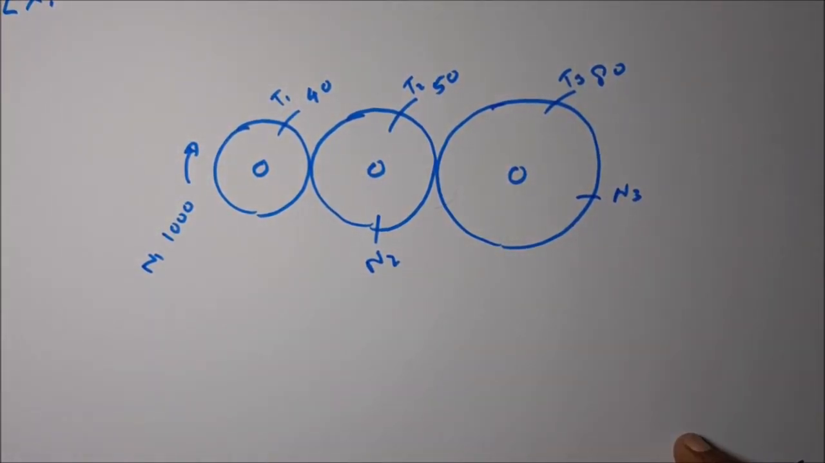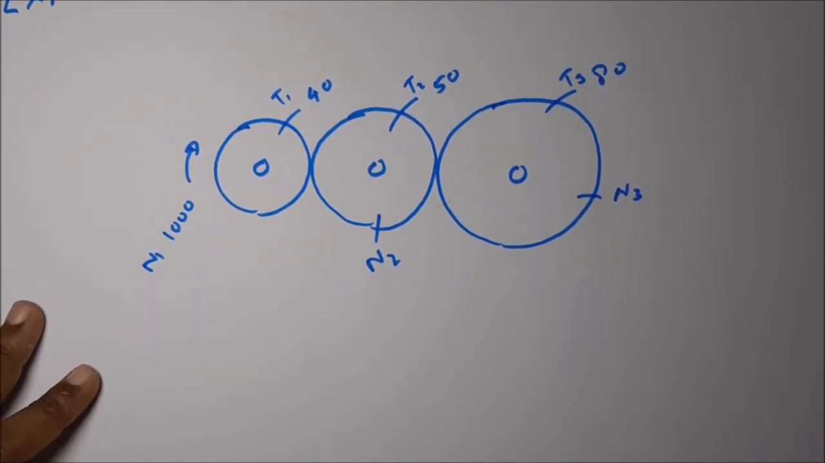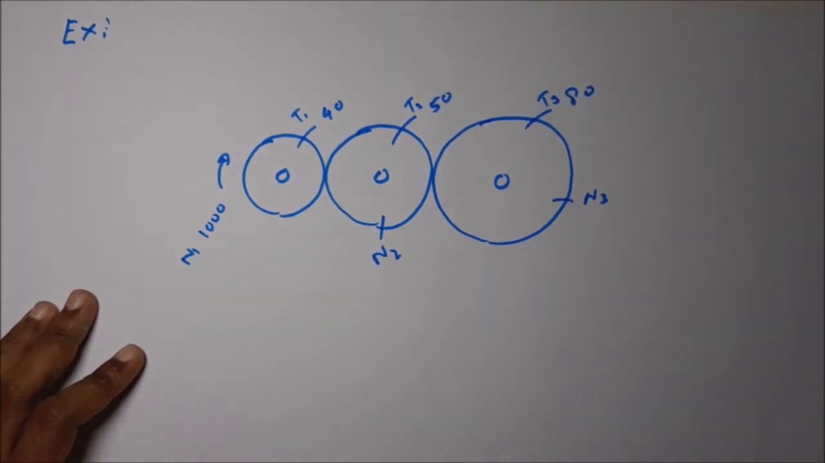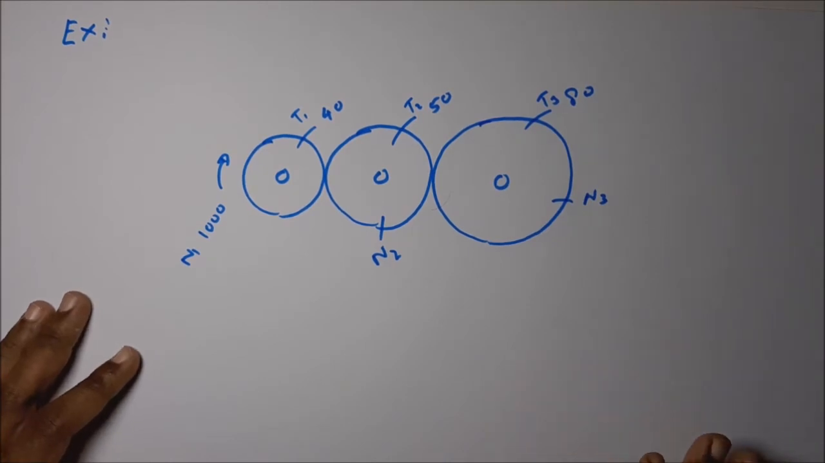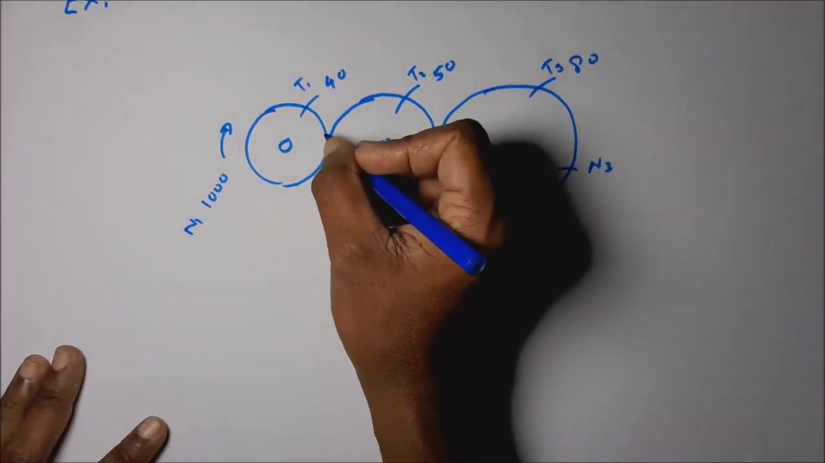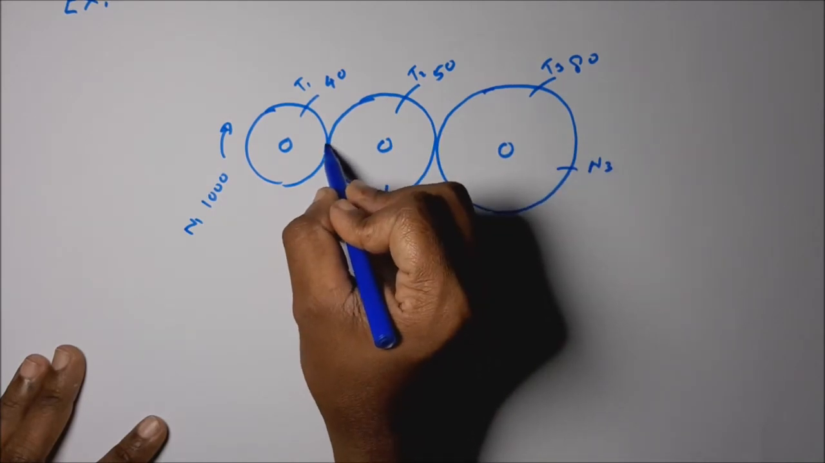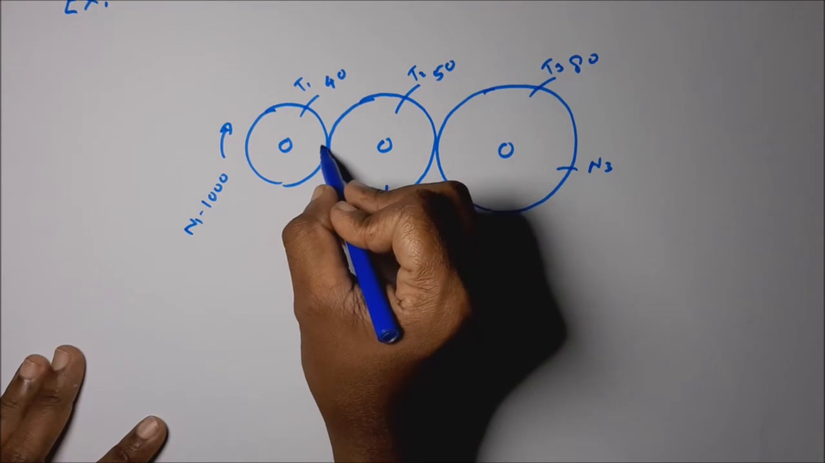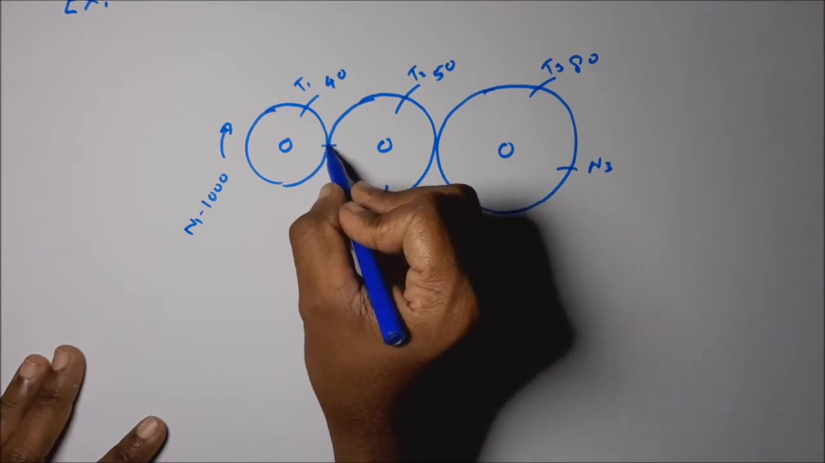The problem is asking for the speed ratio, the N1 to N3 ratio, so I will use the basic method for this one. The basic method: if this produces N1 revolutions, how many teeth pass this point?